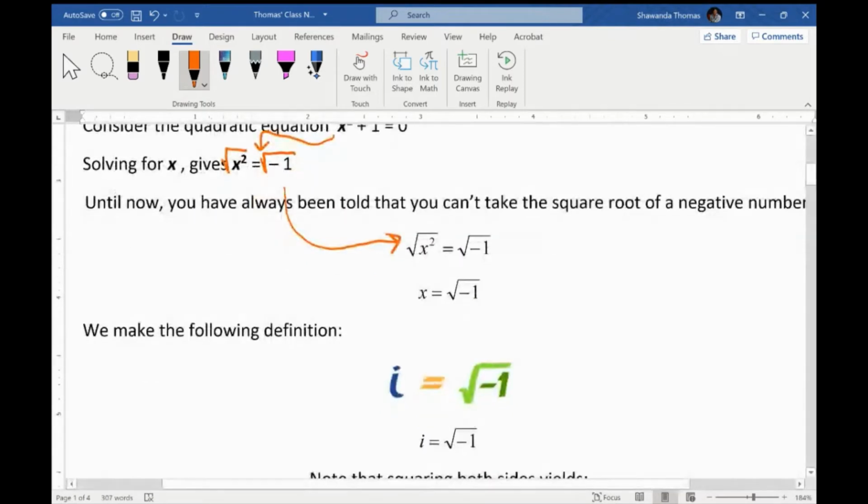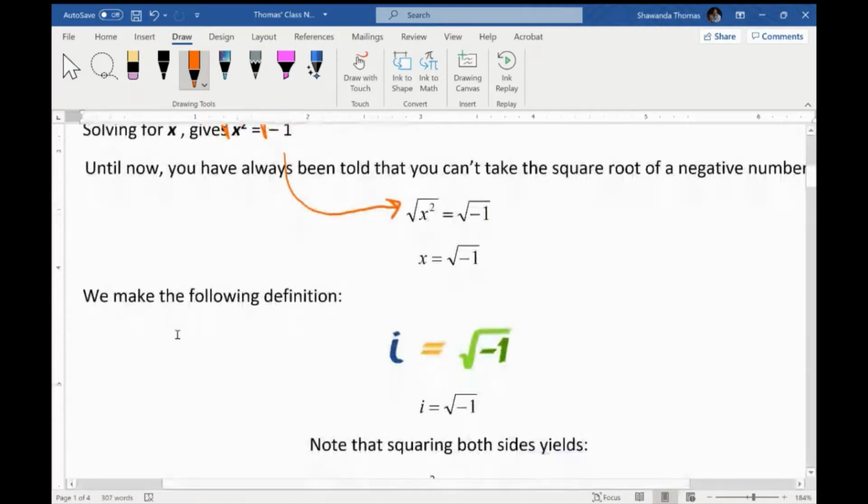Now, they call x equals the square root of -1, i. So this is what I want you to memorize. Before, we said there's a negative number under the square root and we don't know what to do with that because we're in the real number system. Well, now we're in the imaginary number system, and they define the square root of -1 as something called i, standing for imaginary. So memorize that i equals the square root of -1.